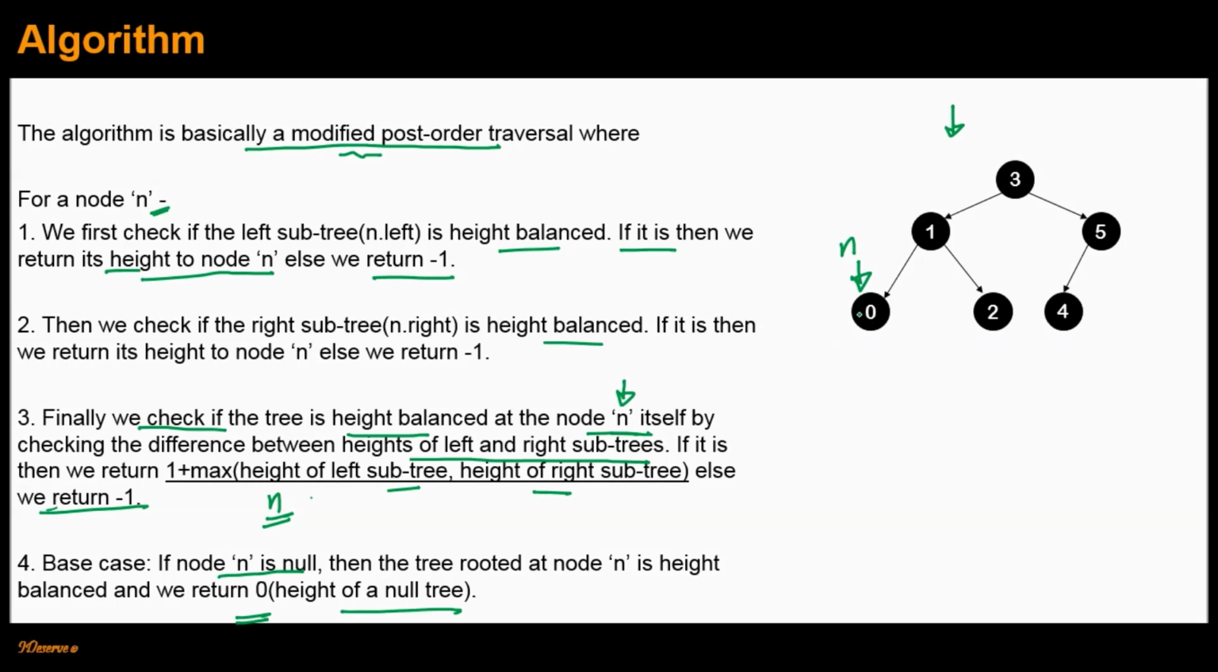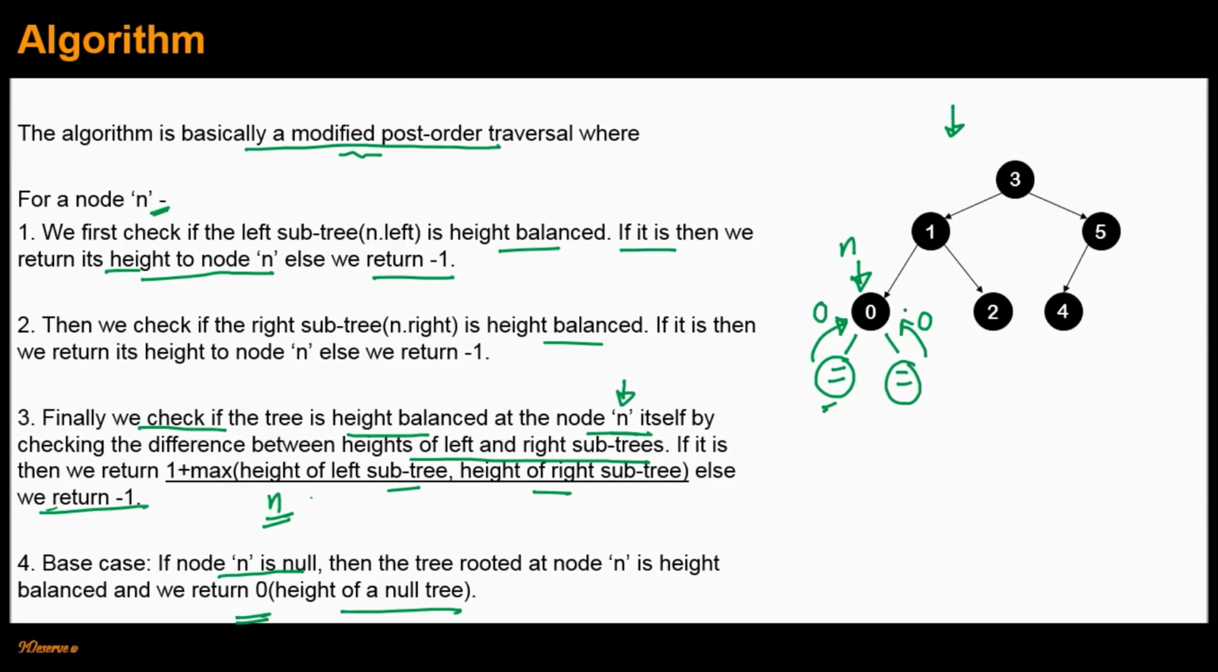The first step of the algorithm is we first check if left subtree is height balanced. Left subtree for this node is null tree, right? Now the base case comes into play where if node n is null, then the tree rooted at node n is height balanced and we return 0. So this particular node returns 0 here, right? Note that this is null tree and it is height balanced, therefore it returns its height to calling function. Similarly, the right subtree for node 0 is null tree. This tree also returns 0 here.